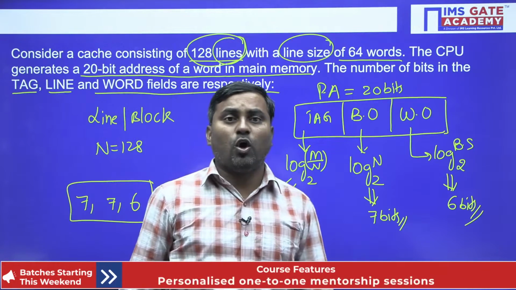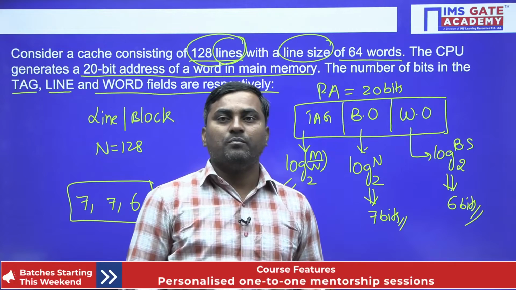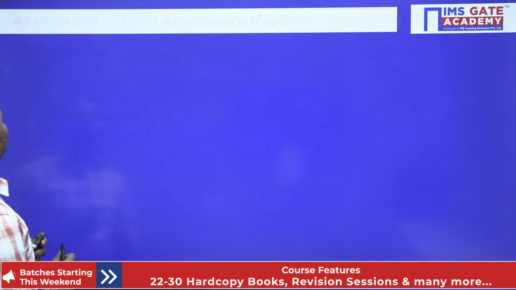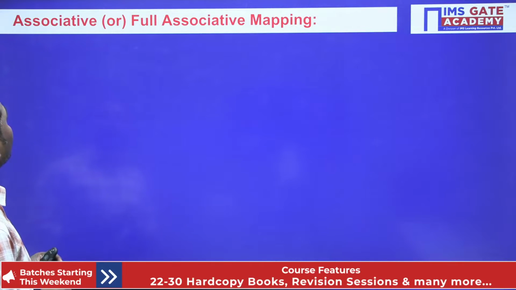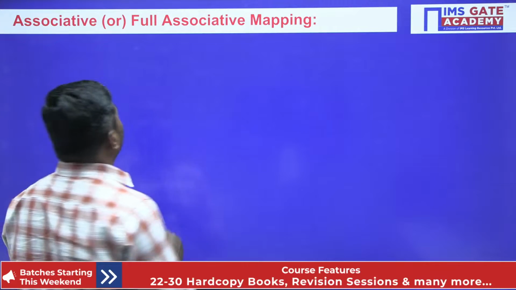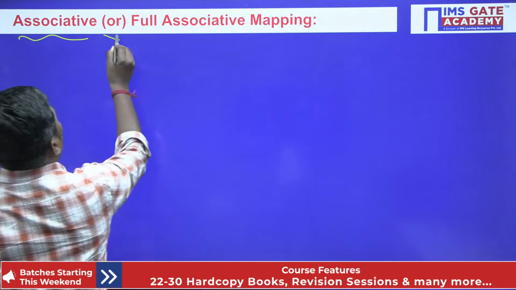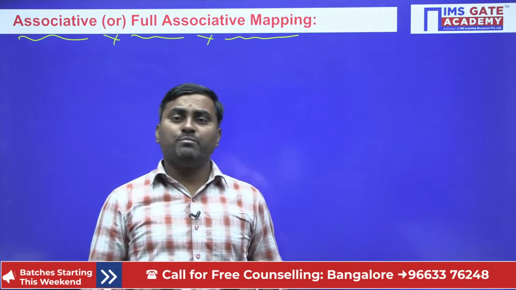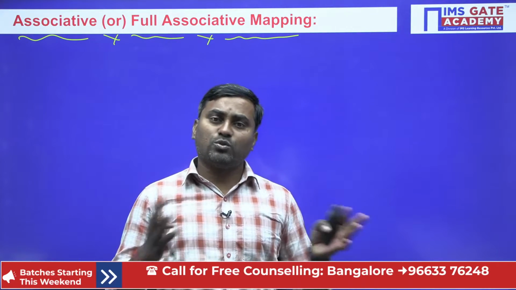This would be one of the options we can understand. I hope it is clear. Direct address mapping. Now let's look at the next approach. What is it? Associative or full associative mapping. I said address mapping schemes are 3: direct address mapping, associative or full associative, and the third one is set associative. Let's work on the second approach, associative or full associative.